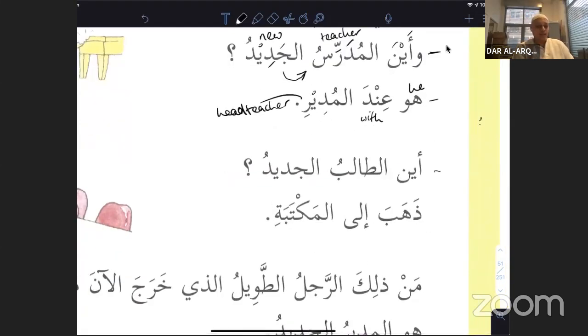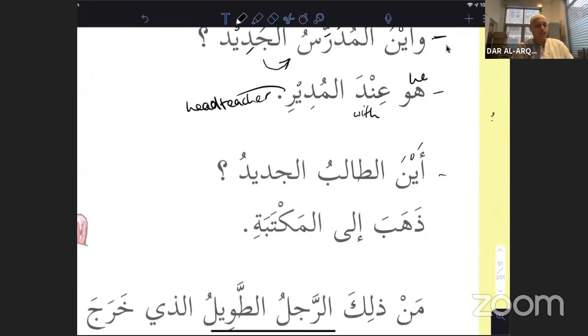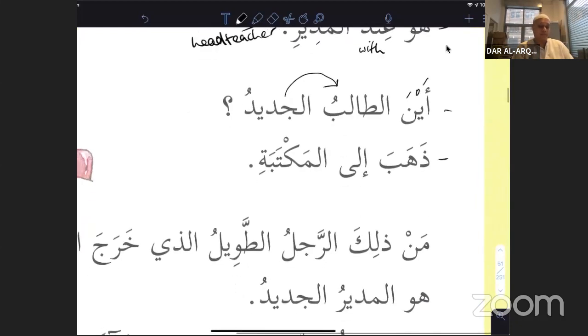Next line. أين الطالب الجديد? Where is the new student? So again, al-jadid is an adjective for talib. Okay, next line. ذهب إلى المكتبة. I'm not sure if this is the first time we've encountered a verb. ذهب is a verb. I believe this is the first time we've encountered a verb. Someone can correct me. But ذهب means he went. He went to the maktaba.